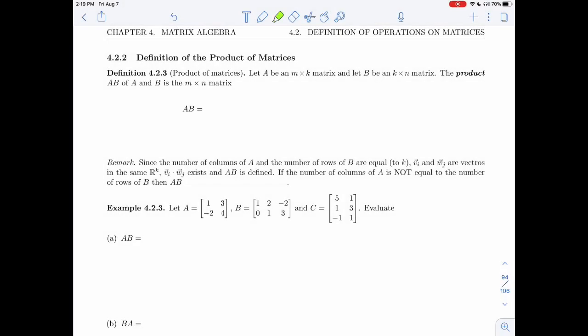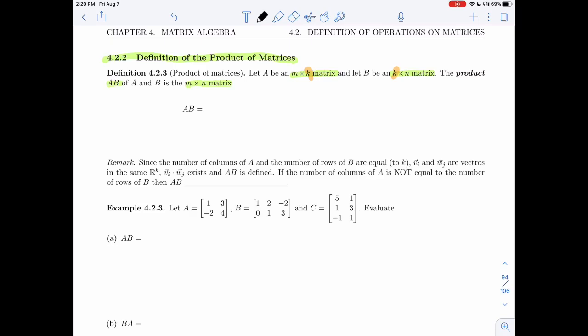In section 4.2.2, we'll be defining the product of matrices. I'm going to start with two matrices. A is going to be an M by K matrix, and B is going to be a K by N matrix. Their product, AB, will be an M by N matrix. So notice that I need that middle dimension to be the same. So the number of columns of A is the same as the number of rows of B.